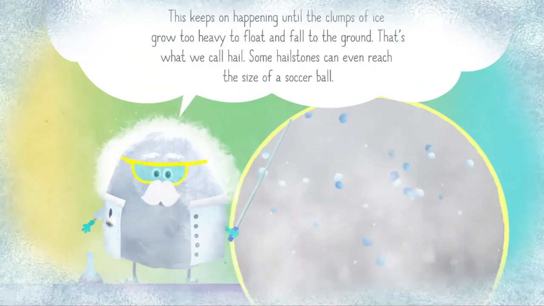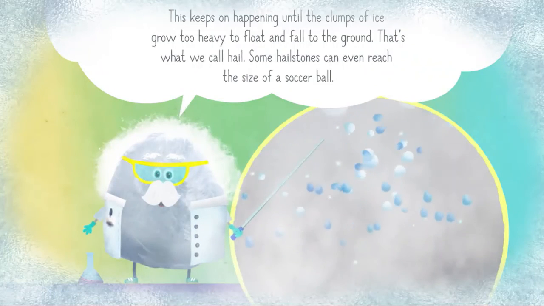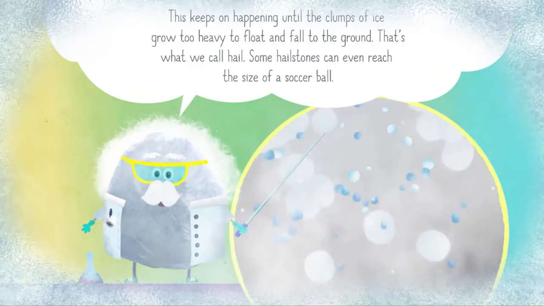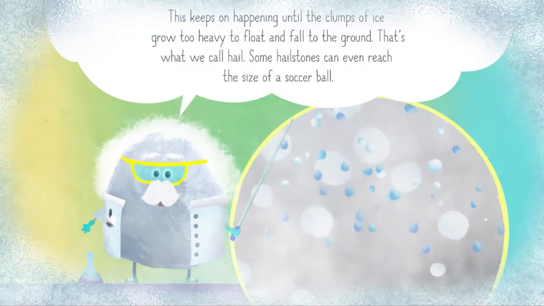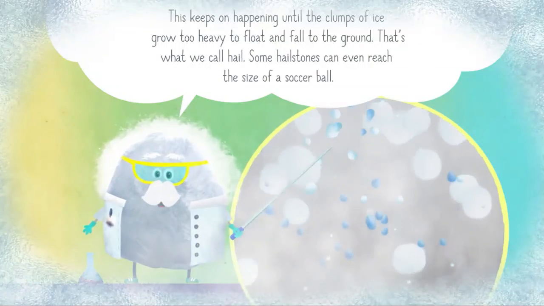This keeps on happening until the clumps of ice grow too heavy to float and fall to the ground. That's what we call hail. Some hailstones can even reach the size of a soccer ball.